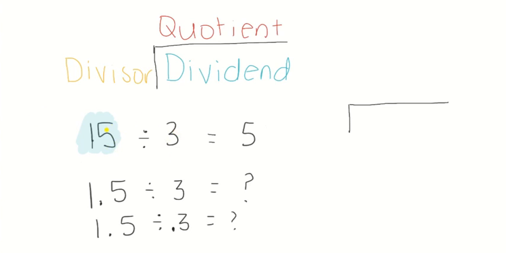So 15 is going to be divided by 3, so 3 is the divisor. And it's equal to 3, so we know that that's the quotient. The quotient always goes on top. So let's just go ahead and write that out.